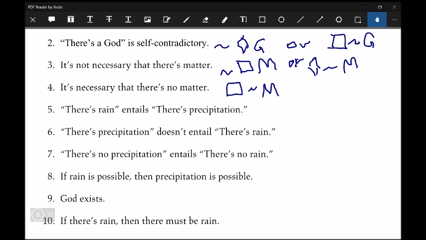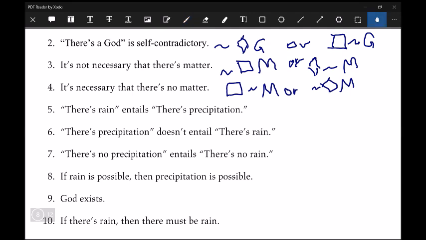Joey in the front row. How would you? Well, you could say not possible M. Right. Yeah, so you could say necessary that not M or not possible that M.